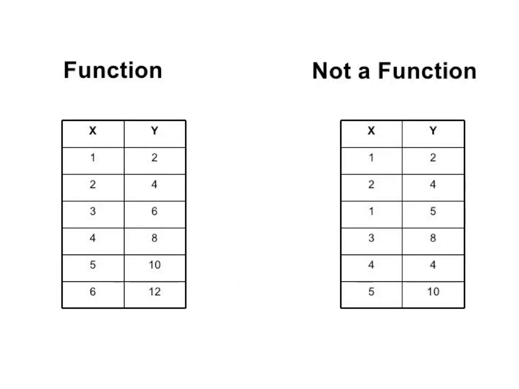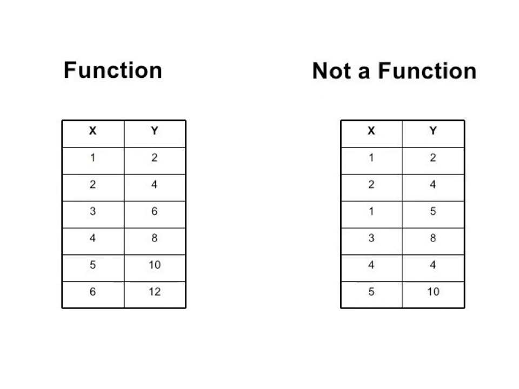Here's a different representation of two relationships between numbers. One is a function and one is not. Let's talk about why this one is a function. If you look at all of these numbers, none of them repeat. So every input has exactly one output.